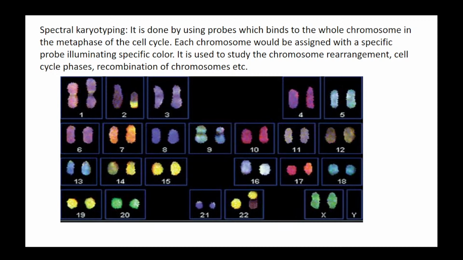With this method, we can do spectral karyotyping, in which each chromosome is assigned a specific probe illumination, a specific color. So we can use this for studying chromosome rearrangement, cell cycle phases, recombination of chromosomes, and so on.